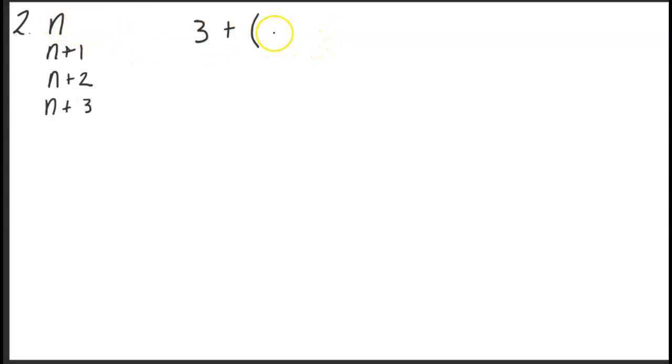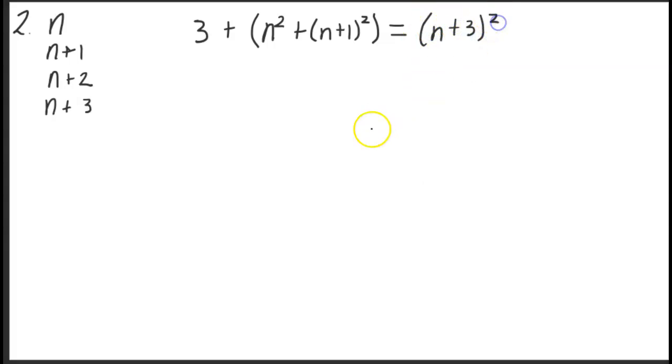Well, what's the square of the first? That's n squared plus the square of the second. Now let's be careful there. That's n plus 1 squared. Okay? So 3 is being added to this sum right here. And that equals the square of the fourth. Well, the fourth is n plus 3. So that's n plus 3 squared.